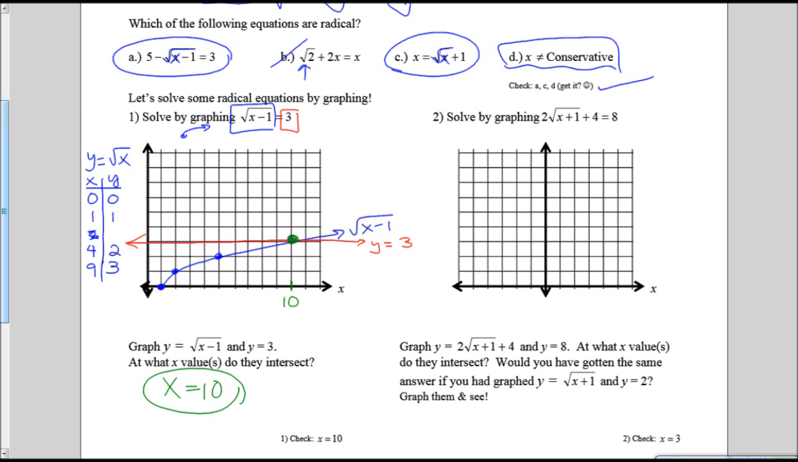Go ahead and try number 2 while you pause the video. In this one, we're going to have a plus 1 on the inside, which will move us 1 left. We're going to have a times 2 outside, which is going to stretch us times 2 vertically, and a plus 4 outside that's going to move us up 4. So go ahead and pause the video while you try and graph that one. I graphed both sides and looked for the x value where they intersect, which was 3. Remember, the only reason I care about the x value is because the original problems had x's. The y value of the points of intersection don't matter because there were no y's in my original equation.